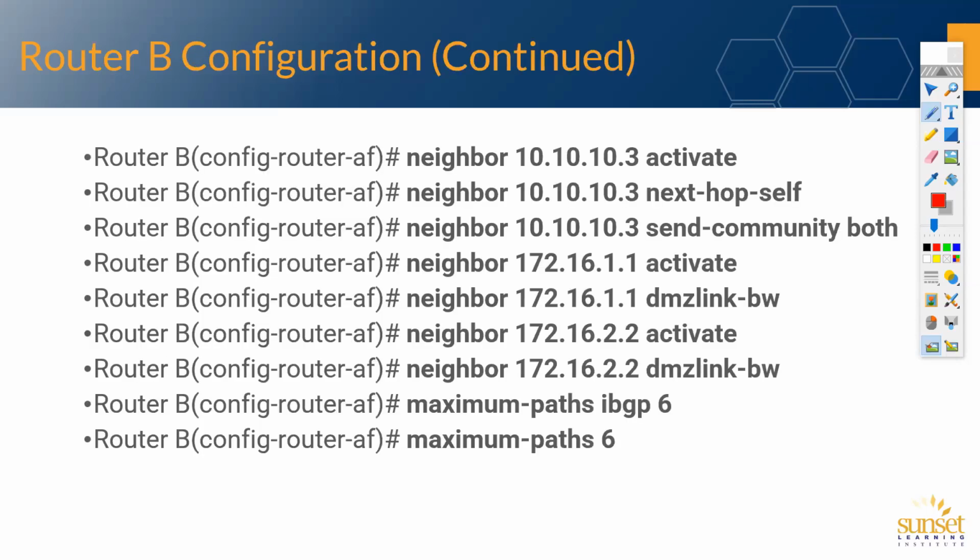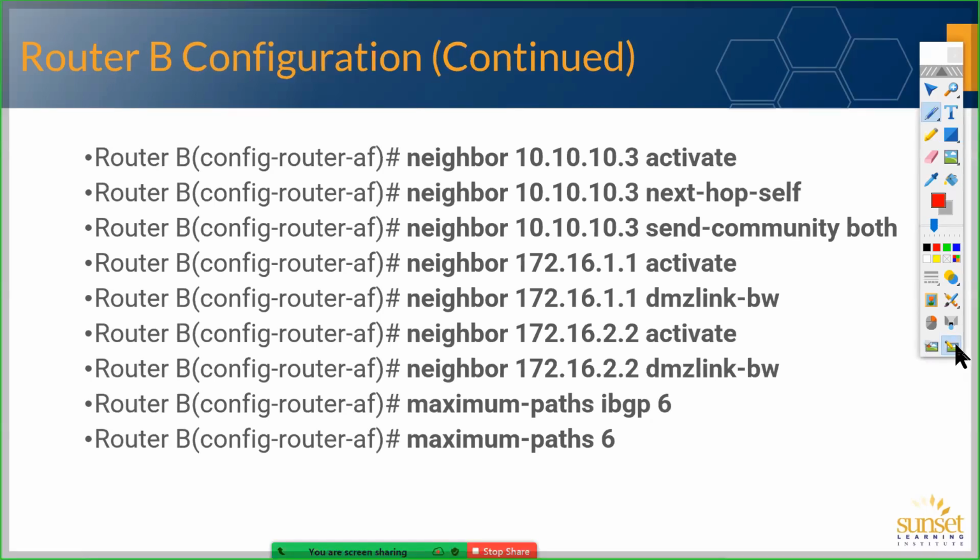Here's just the rest of it, right? Where they're activating the other router, sending community strings. I activate my service provider, and I've done the DMZ link bandwidth on that service provider. So I've said neighbor and the IP address DMZ link bandwidth. Okay, I've done that same thing on the other link that we have up onto service provider in that autonomous system number 200. They've turned on maximum paths for internal BGP to be 6, and they set external BGP to be 6 multiple paths as well. Okay.